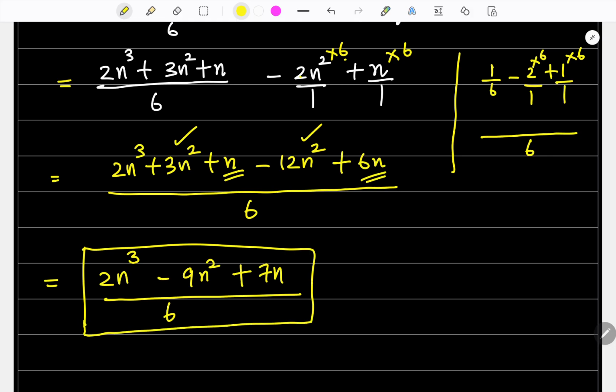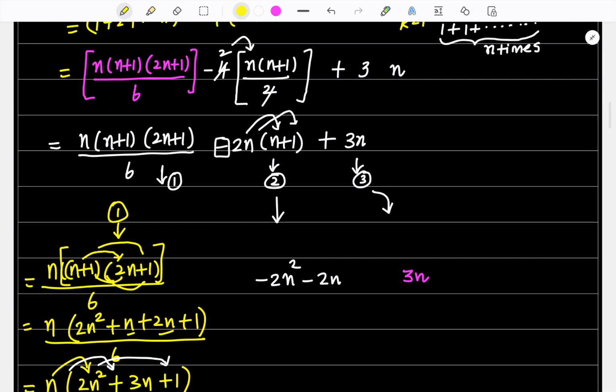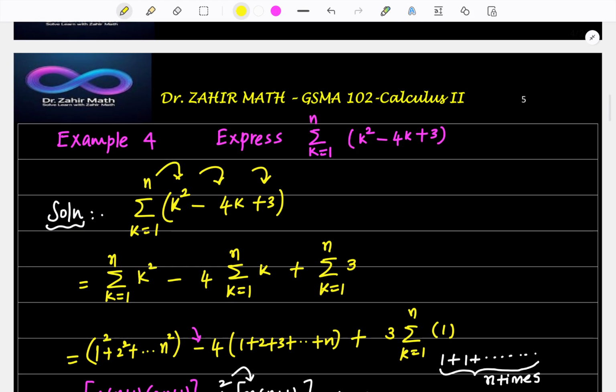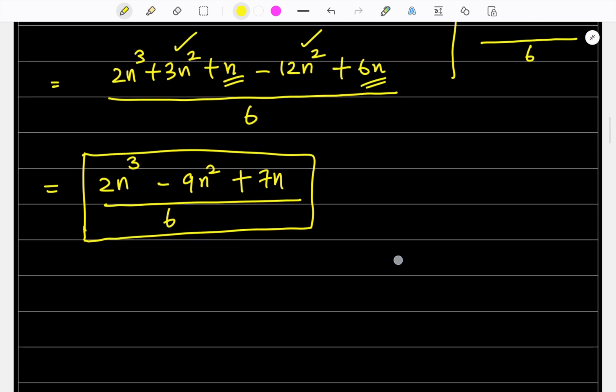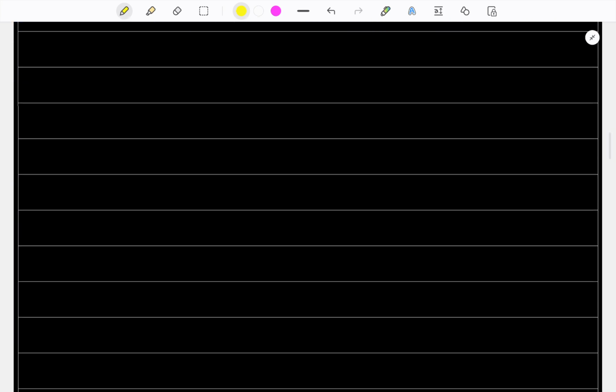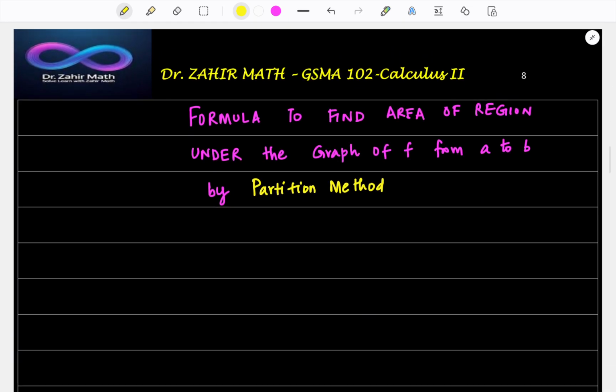Keep in your mind, this question is a very important question. Usually with numbers, the examiners don't concentrate much, so the examiners used to ask in terms of n. So keep in your mind all the time, this question is very important. But the most important thing is the next one, which is area connected with the graph.